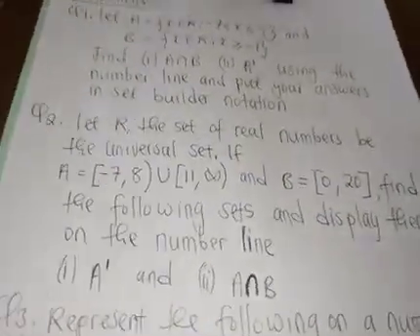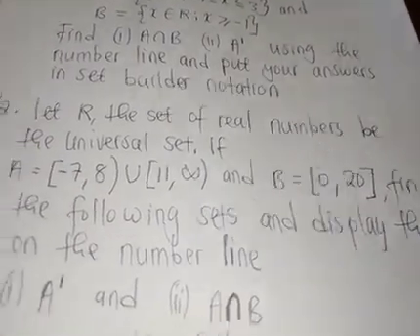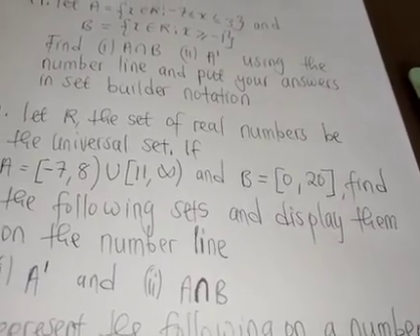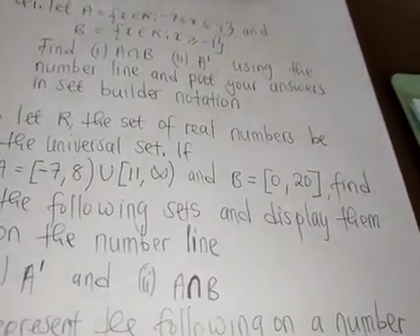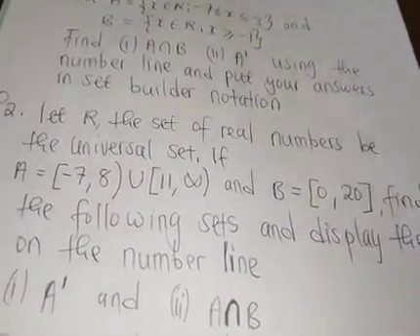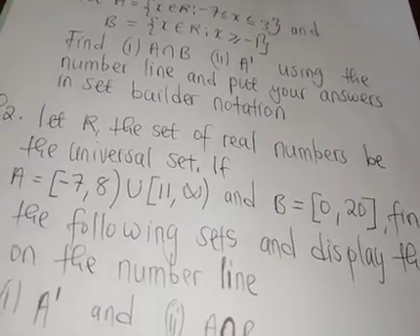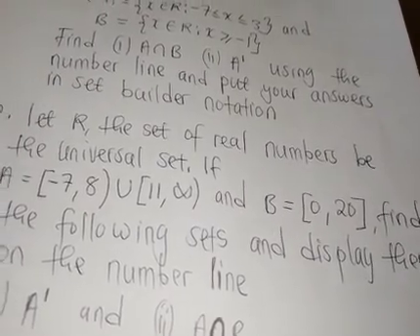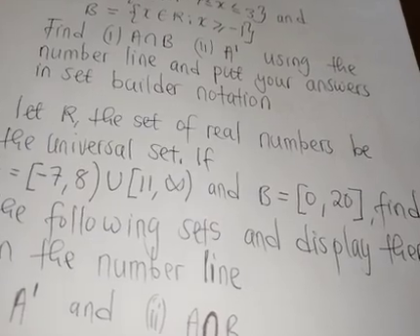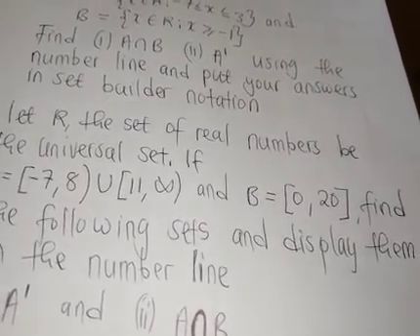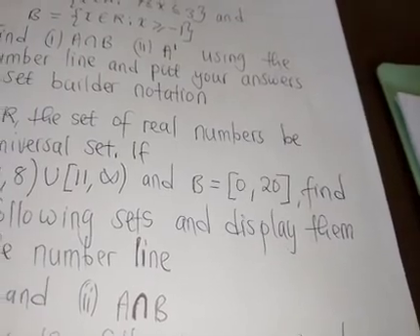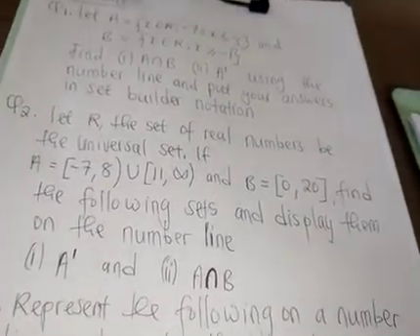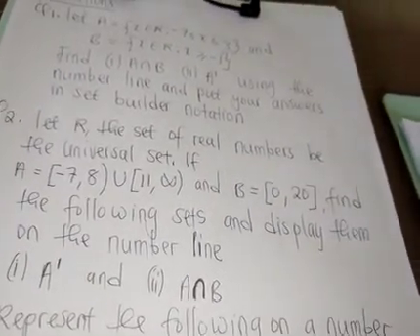So for question 2, let R, the set of real numbers, be the universal set. So the set of real numbers is the universal set in this case. Then we have set A there. So set A is actually [-7, 8) union [11, infinity). That's set A. Then set B, we have been given set B, which is [0, 20], 0 to 20. Then find the following sets and display them on the number line.